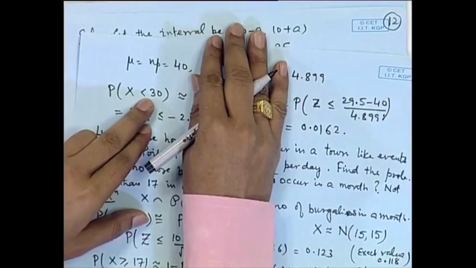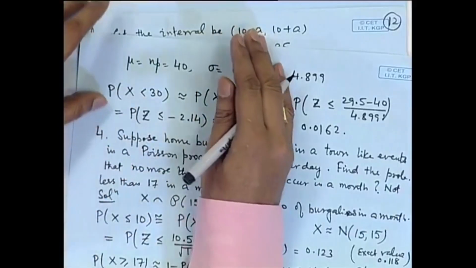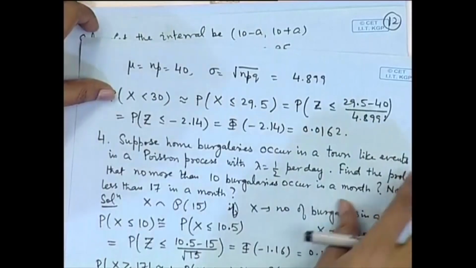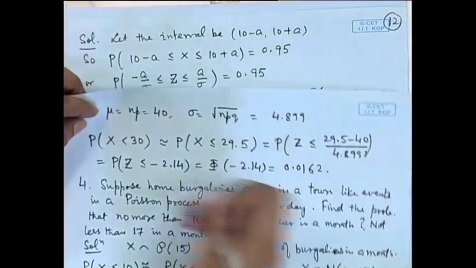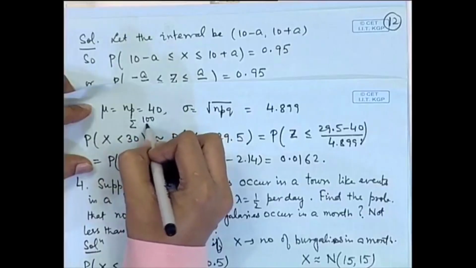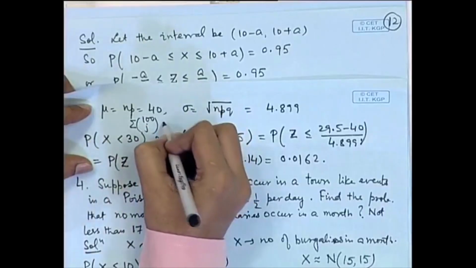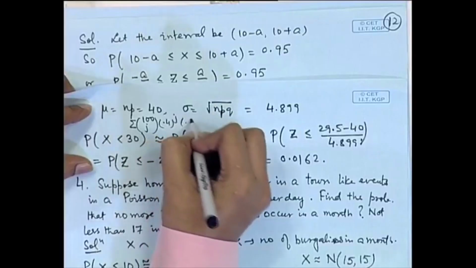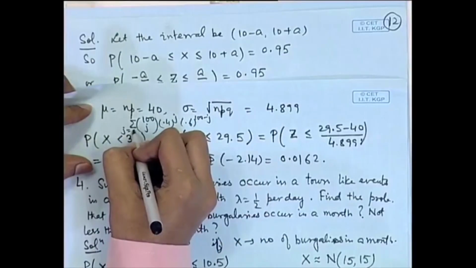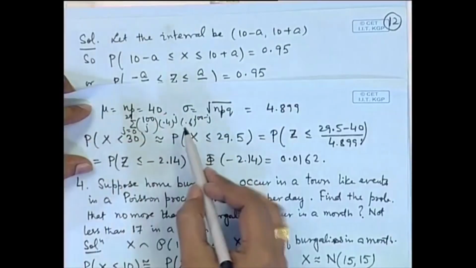Now, if we look at the actual calculation of this using the binomial distribution, then this is reducing to the sum of 100 C j, 0.4 to the power j, 0.6 to the power 100 minus j, j is equal to 0 to 29.